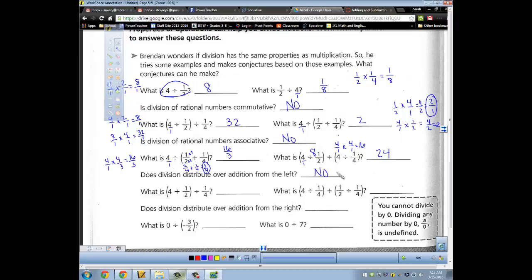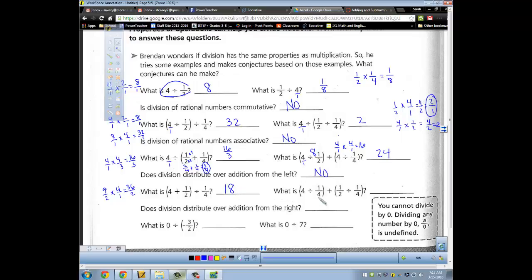Next, they're going to do kind of the opposite, where they're going to distribute this 1/4 through from the other side. So we have 4 plus 1/2, which is obviously 4.5. But I'm going to write that as an improper fraction, which is 9 over 2. Change division to multiplication, flip the second fraction. So we get 36 over 2, which is 18.